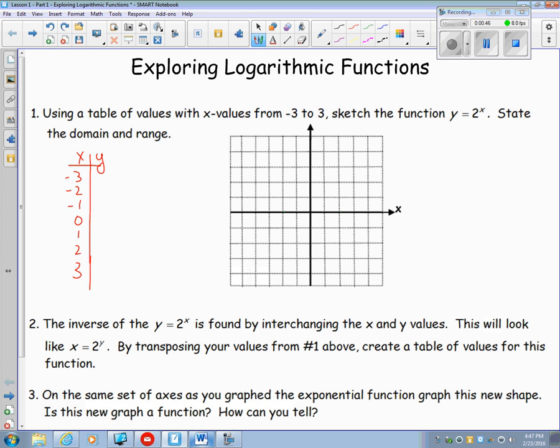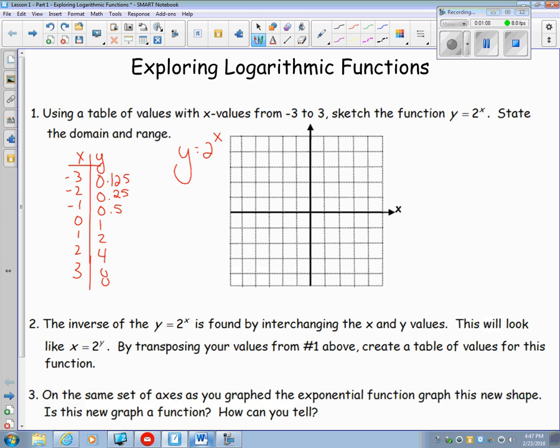And to figure out the y's, we're going to use our equation y equals 2 to the power of x. So if we try 2 to the power of -3, you can use your calculator for this if you want to. You end up with 0.125. 2 to the power of -2, you end up with 0.25. 2 to the power of -1 is 0.5, 2 to the 0 is 1, 2 to the 1 is 2, 2 to the 2 is 4, and 8.